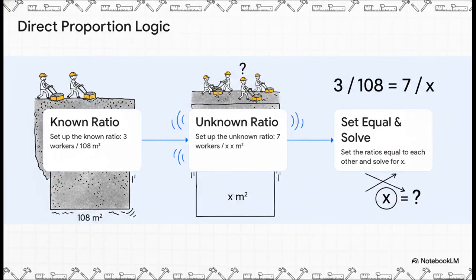So here's the most important part. The ratio of workers to the area they pave has to be constant. That means the ratio for 3 workers is going to be equal to the ratio for 7 workers. We set up our proportion: 3 over 108 equals 7 over X. From there, we just cross-multiply to solve for X.